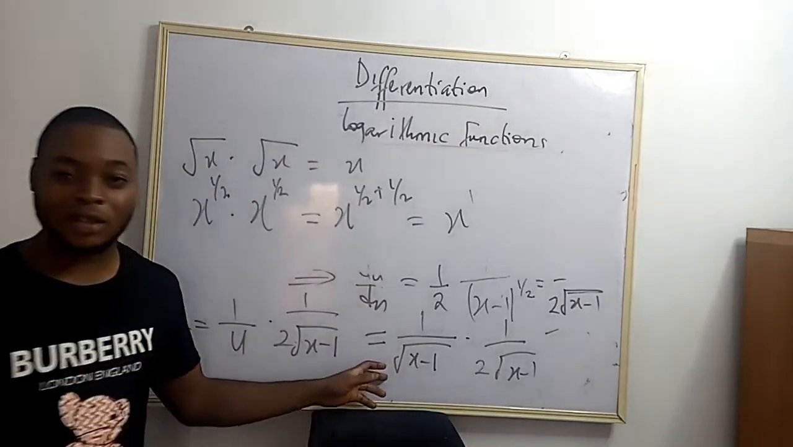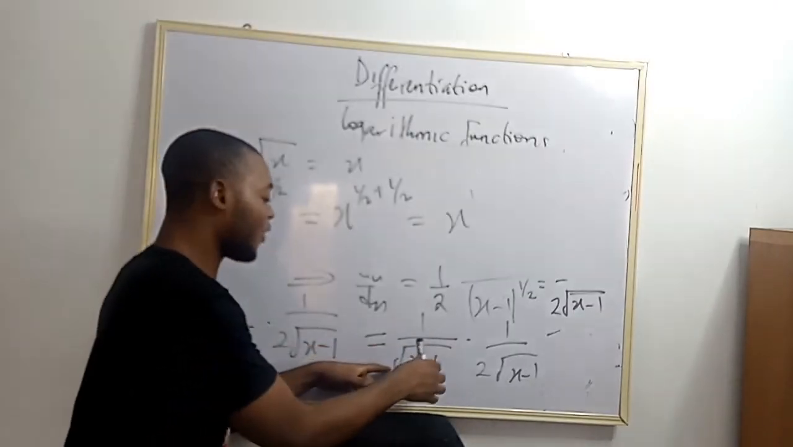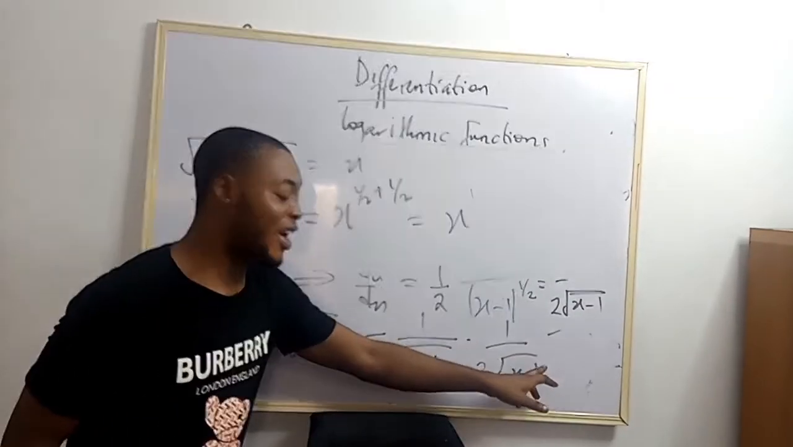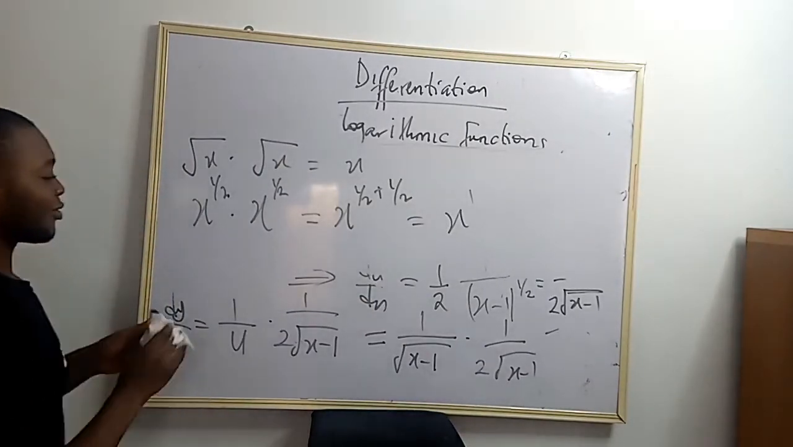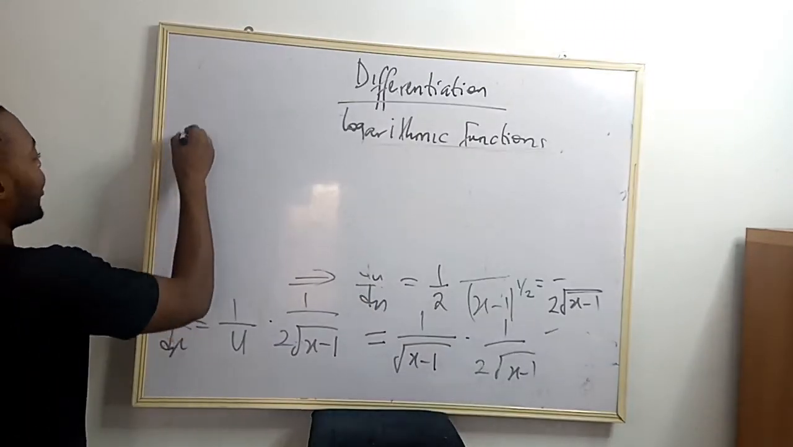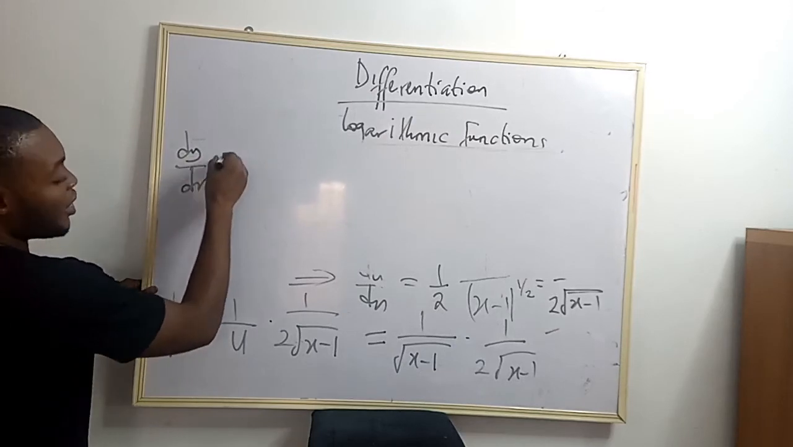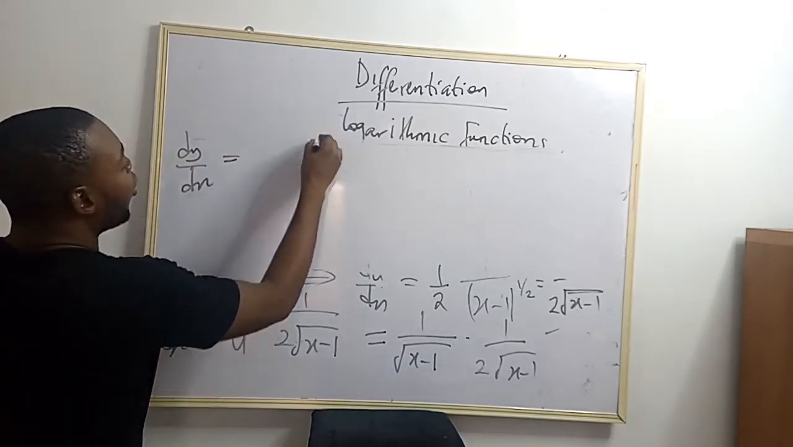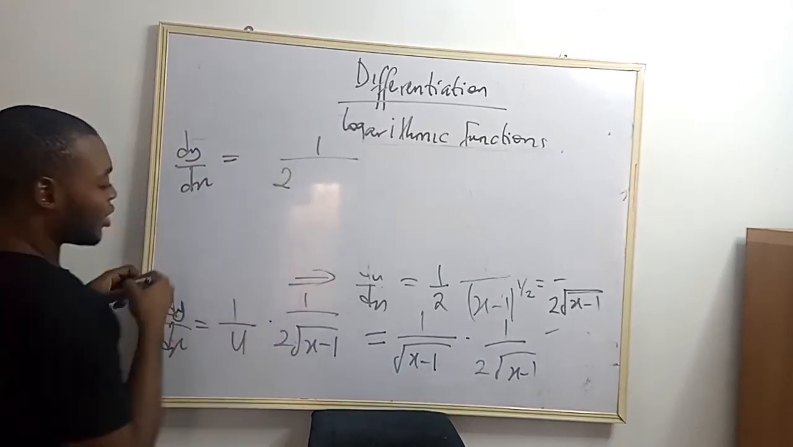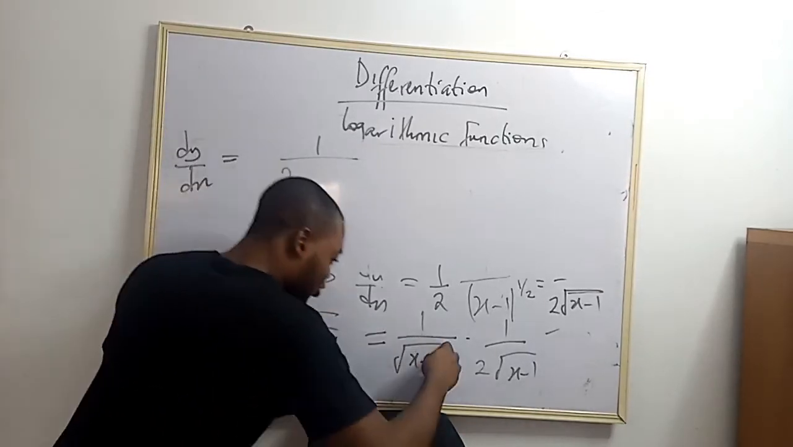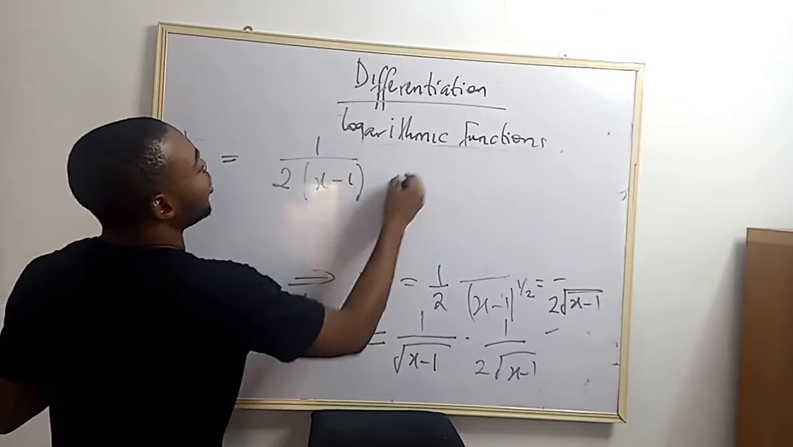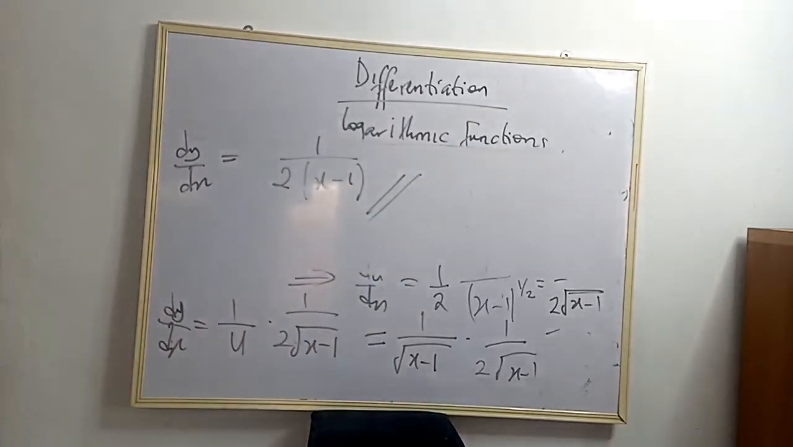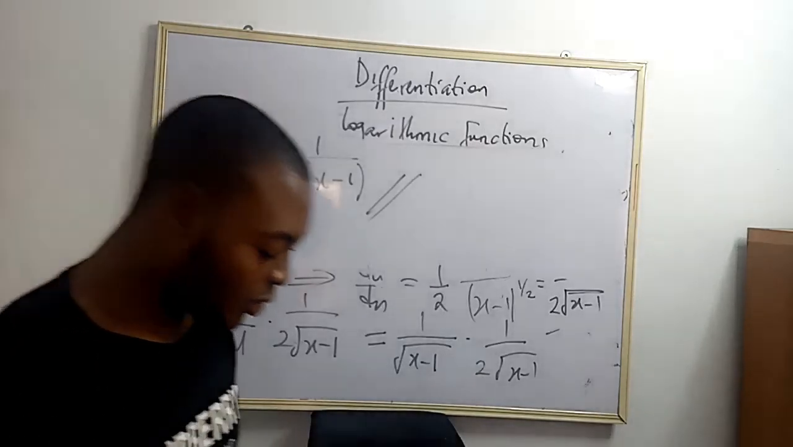Apply this basic rule to this complex expression that you have here. Square root of x minus 1 multiplied by square root of x minus 1 will be equal to what? x minus 1. You have that dy/dx will be equal to 1 over 2 times square root of x minus 1 times square root of x minus 1, which is x minus 1. So you can decide to open the bracket, and that is the derivative of that function.